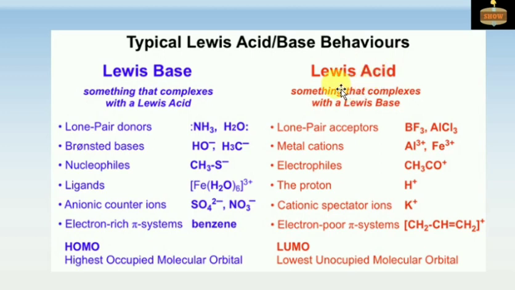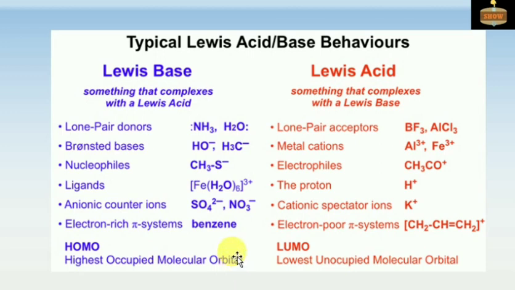According to him, a Lewis base is something that complexes with a Lewis acid. How does it complex with a Lewis acid? Let's see. First of all, a Lewis base is a lone pair donor, Bronsted base, nucleophile, ligand, anionic counterion, or electron-rich pi system. And you can easily summarize this Lewis base as the highest occupied molecular orbital.